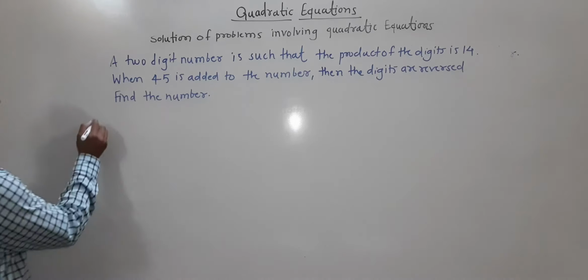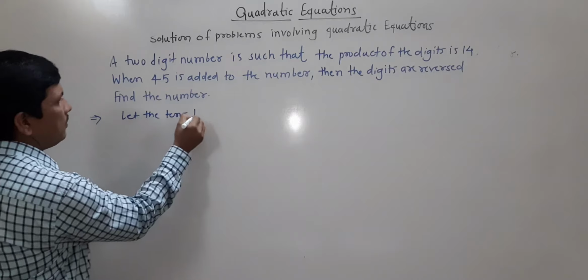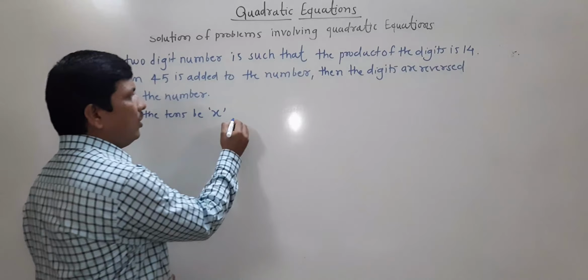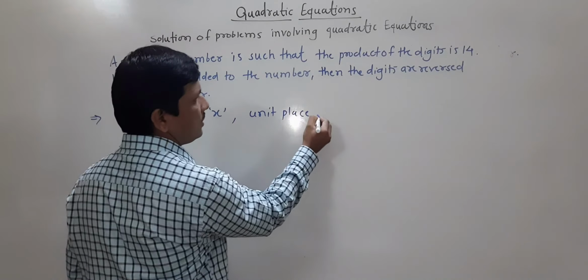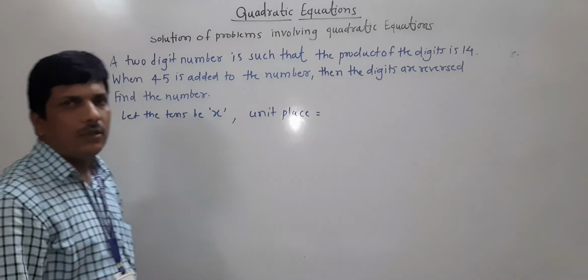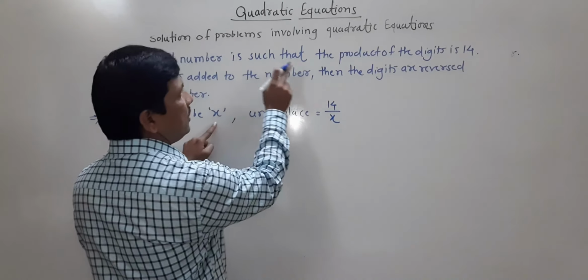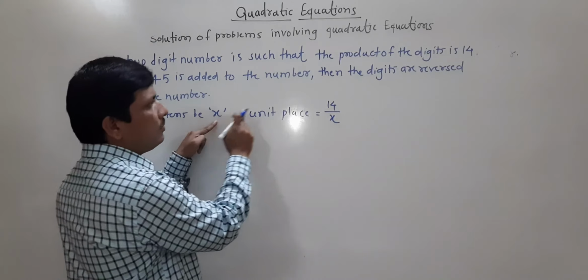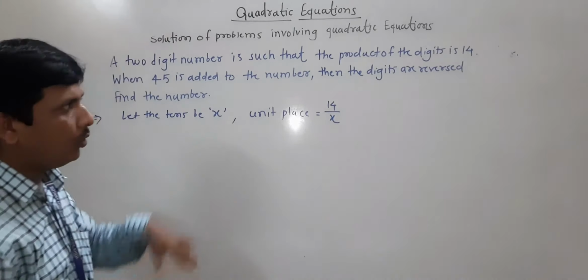Okay, so what we will consider first, let the tens place be x. If x is at the tens place, then what will be in the unit place, or ones place? The unit place will be 14 by x. Why 14 by x? Because the product of the digits is 14. So when you take the product x multiplied by 14 by x, 14 is going to be the result. So according to the condition, we have taken tens place x and unit place 14 by x.